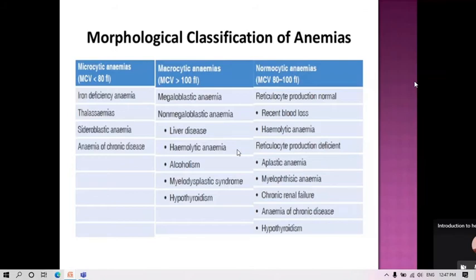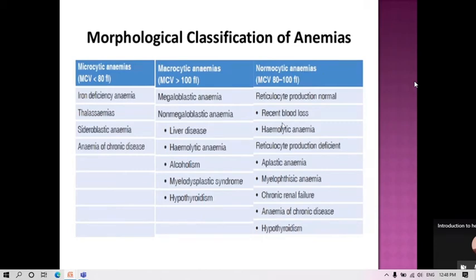And there can be other causes like alcoholism, hypothyroidism, and MDS also. For the normocytic normochromic anemias, again, you have to look at the reticulocyte count. If the reticulocyte production is normal, suppose someone has recent blood loss, or hemolytic anemia but the reticulocyte count is normal, they can lead to normocytic normochromic type of anemia.